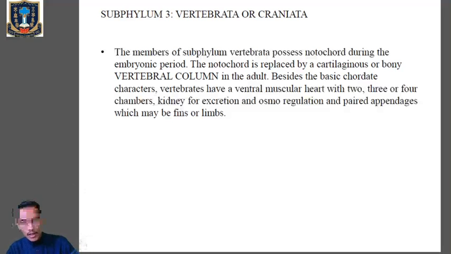And besides the basic chordate characters, we have got the presence of a ventral muscular heart, which may have 2, 3 or 4 chambers. You remember, we have got 2 auricles and 2 ventricles. Clear? So we have got the ventral muscular heart. It may be a 2-chambered heart, a 3-chambered heart, or a 4-chambered heart. And we have got a pair of kidneys which mainly help in excretion and osmoregulation. Then the paired appendages, which may be in the form of fins or in the form of limbs. Okay, so these are the other features which are the main chordate characters.